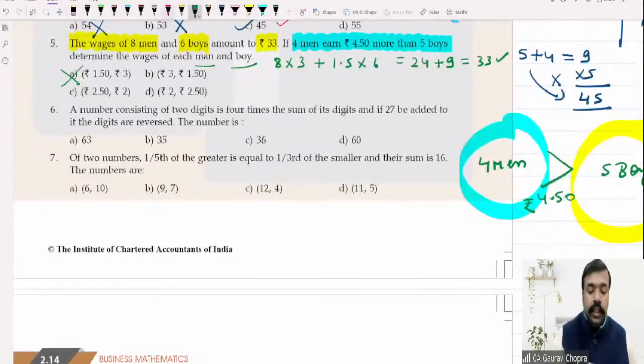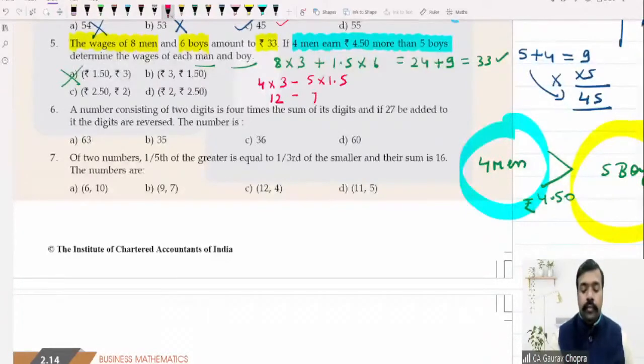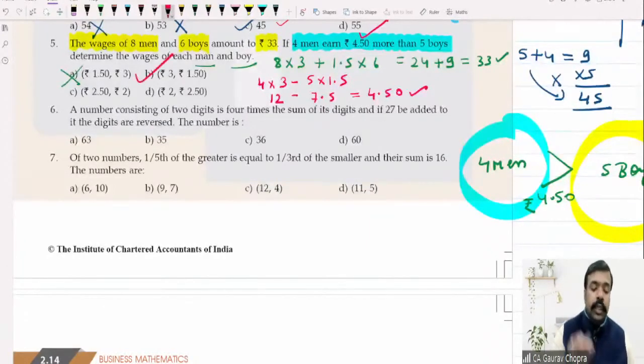Also, let us check the second condition. Second says 4 men earning. So 4 into 3, that is 12 rupees, minus 5 into 1.5, that becomes 7.5. This difference is coming as 4.50. Yes, now the difference is also getting matched. That means both the conditions are satisfied, and when both the conditions are getting satisfied, this option number B is absolutely correct.